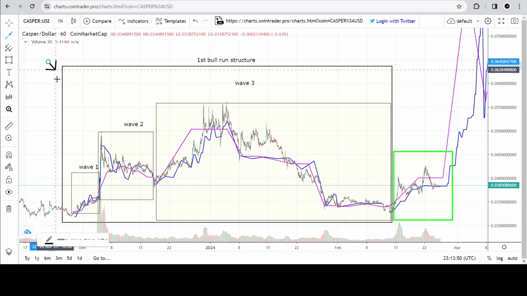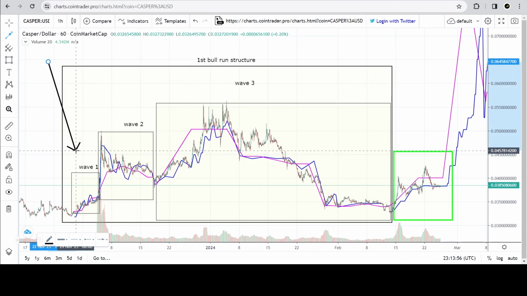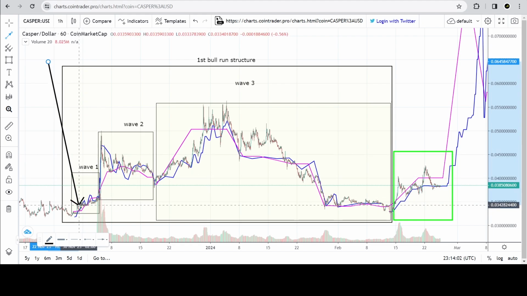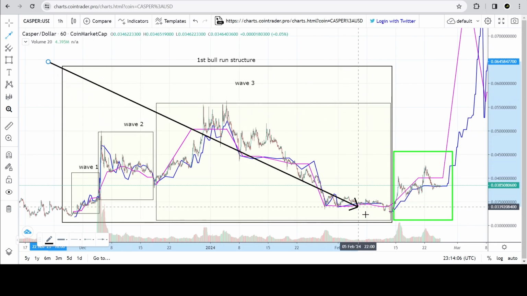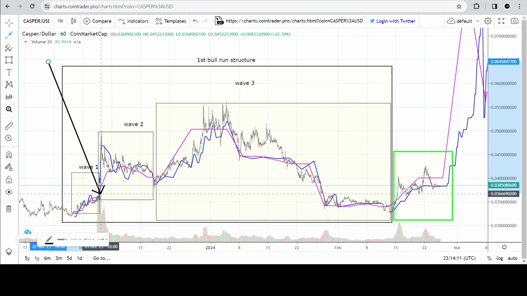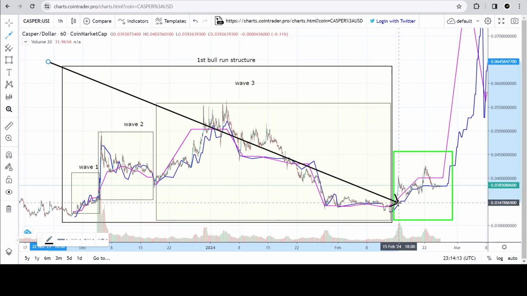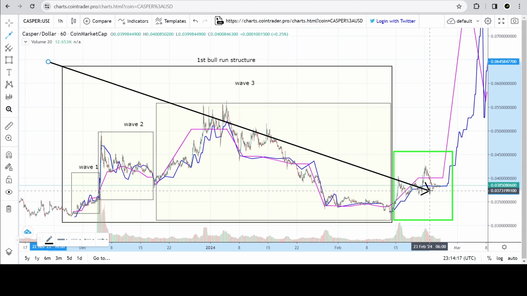Bam, here we go. So it is my belief that Casper has completed the first bull run structure of the overall Casper bull run. In this structure, there are three waves. Wave 1 right here, which was quite small. Wave 2, which is a little bigger. And wave 3, which was quite large. This third wave came crashing all the way back down into wave 1. And we are now working on the beginning part of the next structure.